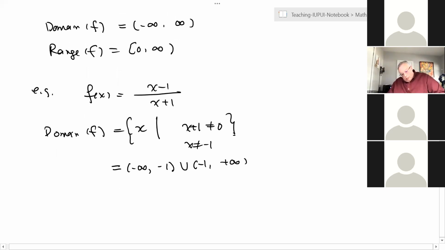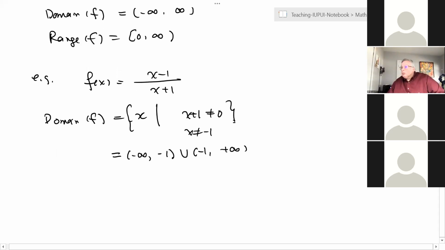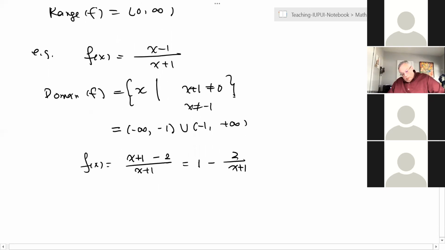Yeah, it's not easy to find the range here. Okay. So let's try and do our best to find the range. Okay, I have to rewrite this function. x minus 1 becomes x plus 1, right? Then minus 2. How about this? So I get 1, right? Because x plus 1 over x plus 1 and minus 2 over x plus 1. Okay, then it's easy to understand this.